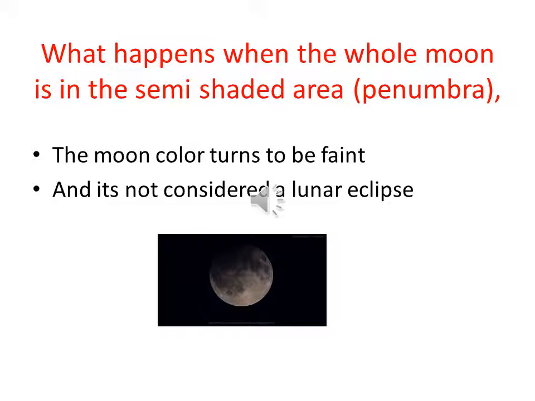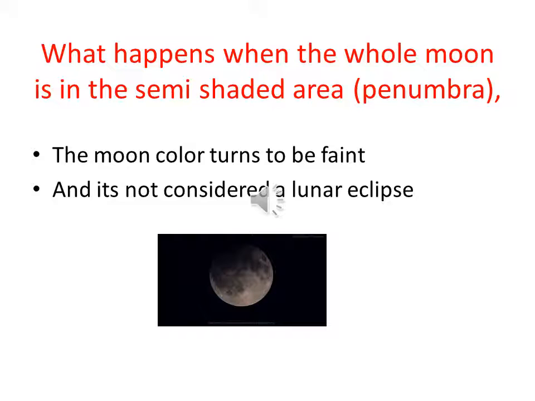So, from the previous slide, we know that if the moon completely lies in the umbra area, it's a total lunar eclipse. And if part of the moon lies in umbra area and another part lies in the penumbra area, it's a partial lunar eclipse.